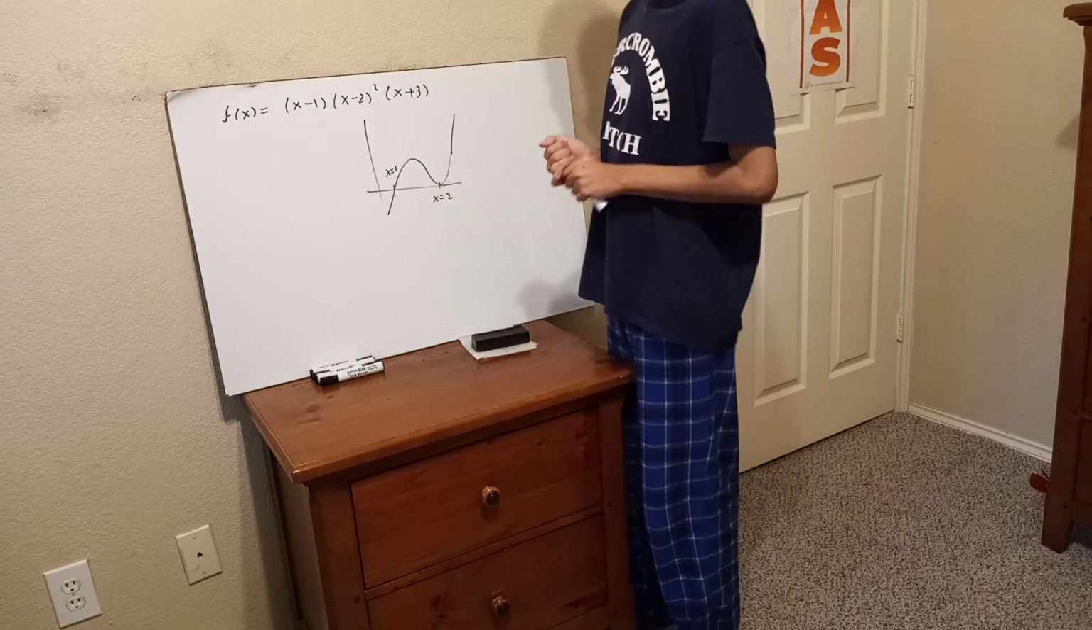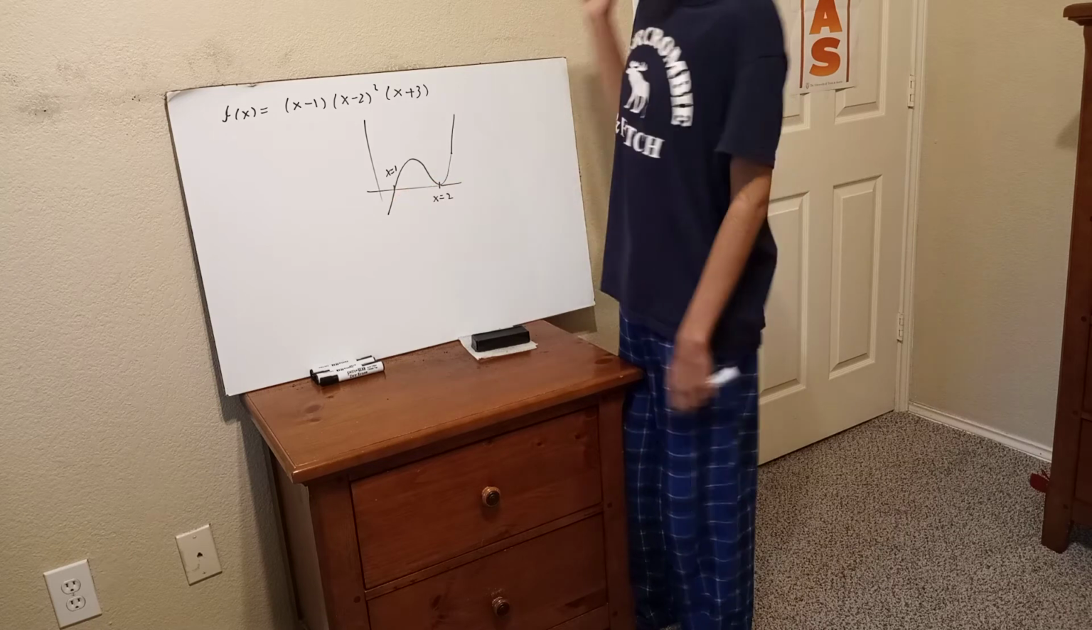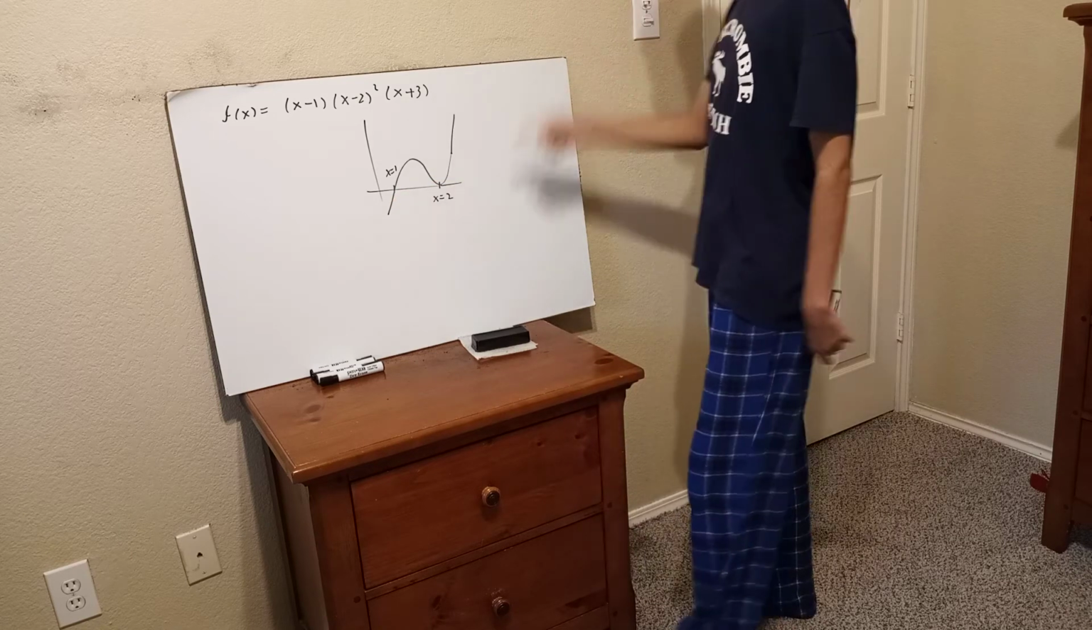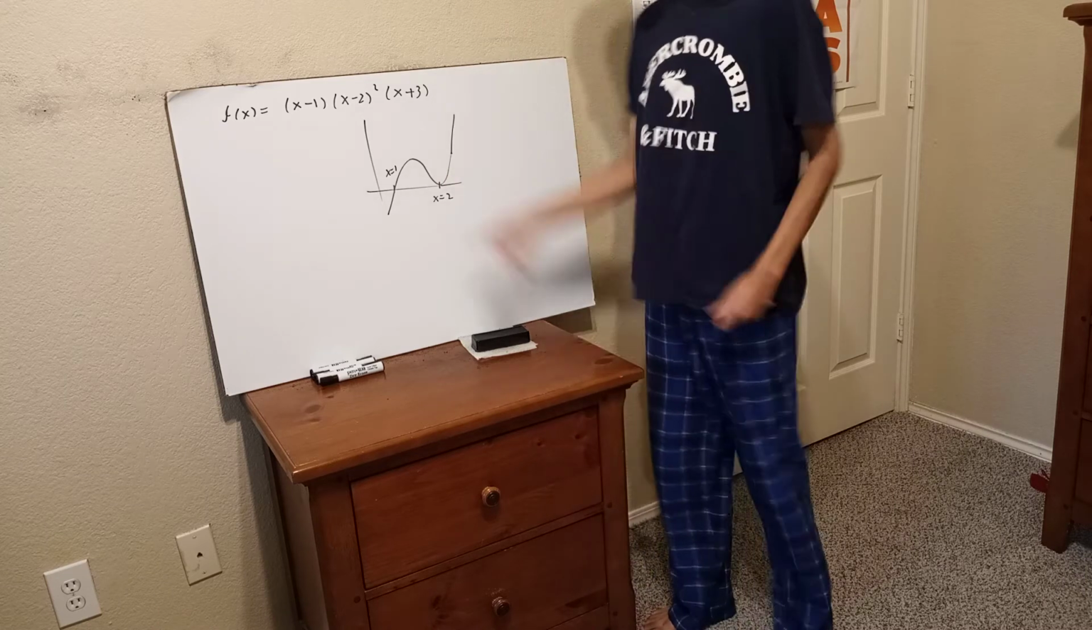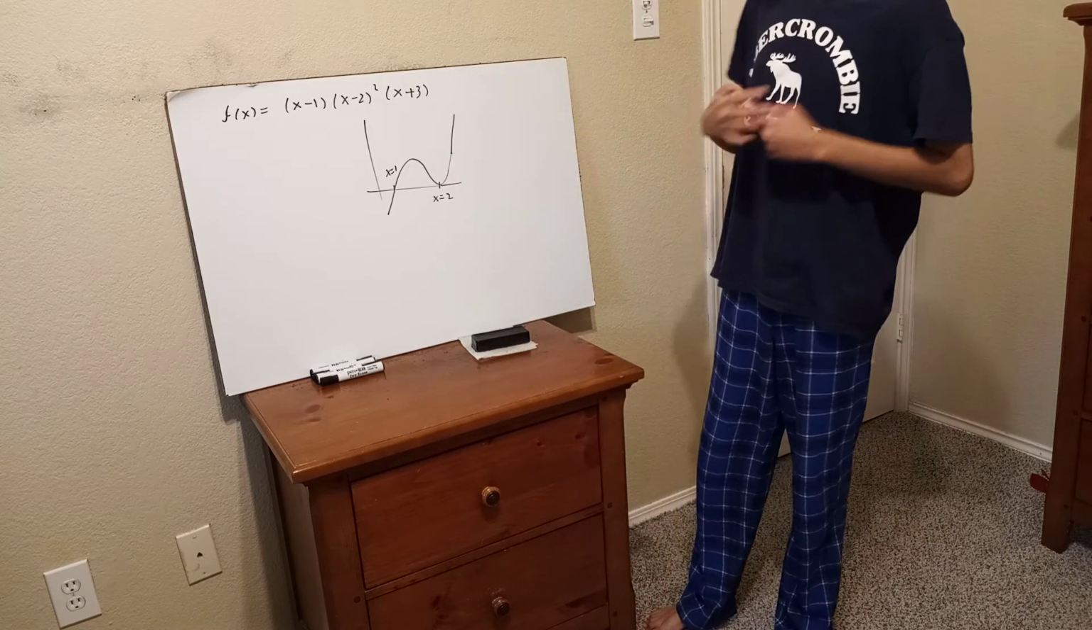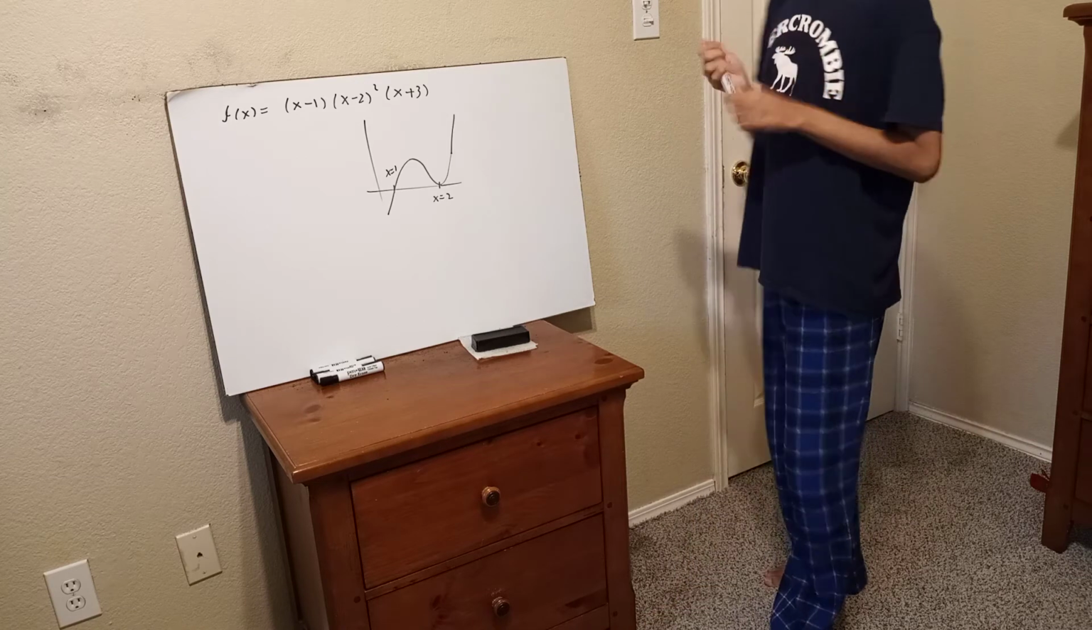Here, around the root at x equals 1, it sort of just pierces through, right? But at x equals 2, it sort of just drops by and then stays positive, right? Just like it gives the x-axis a kiss. So what's going on? Why is it doing that?